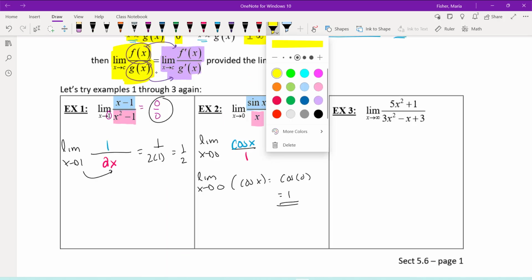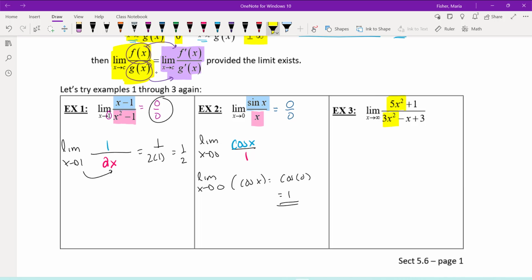Finally, number 3. Again, we're really only looking at the leading terms, 5x squared and 3x squared. When you're approaching infinity, we know that that's going to be infinity over infinity. So L'Hopital's rule applies. L'Hopital says take the limit as x goes to infinity of the derivative of the numerator. The derivative of 5x squared plus 1 is 10x. And the derivative of the denominator, 3x squared minus x plus 3, is 6x minus 1. Now evaluate the limit again by looking at those leading terms. And guess what? We'd still get infinity over infinity.